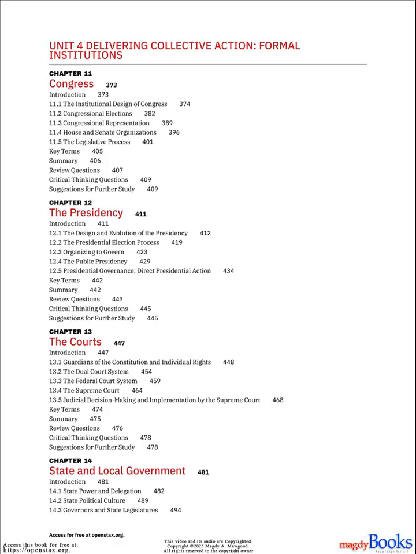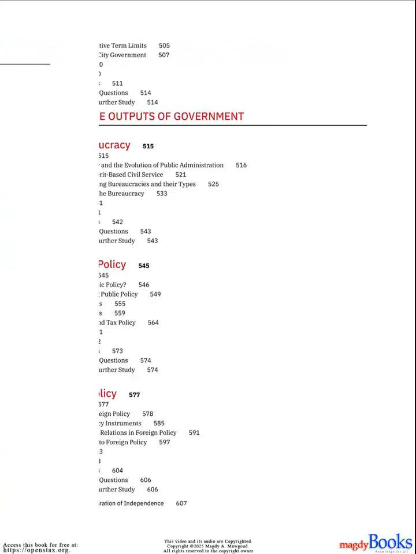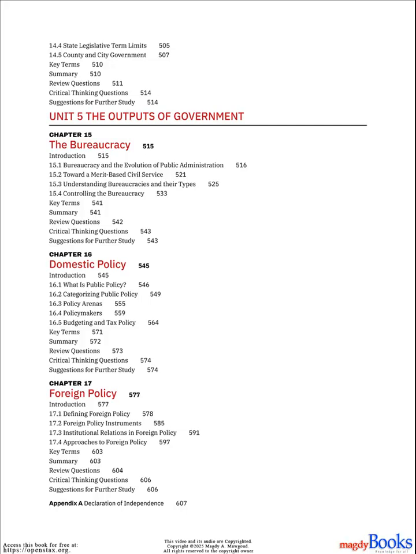Chapter 14. State and Local Government. Introduction. 14.1. State Power and Delegation. 14.2. State Political Culture. 14.3. Governors and State Legislatures. 14.4. State Legislative Term Limits. 14.5. County and City Government. Key terms. Summary. Review questions. Critical thinking questions. Suggestions for further study.